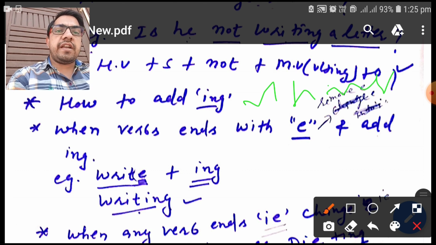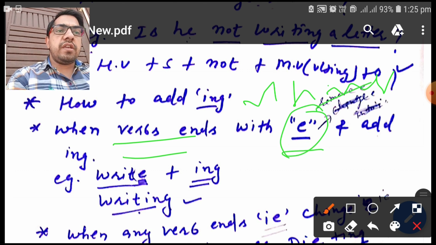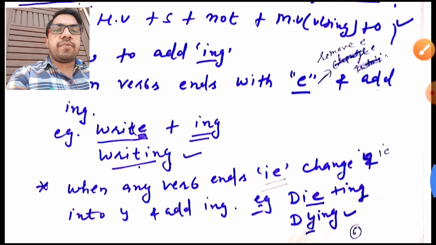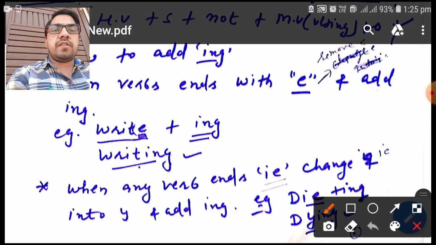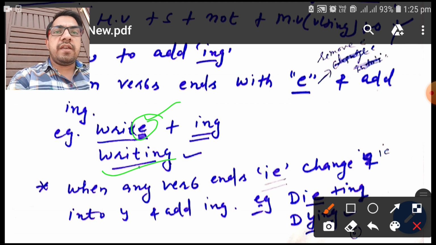The first point is that when any verb ends with e, we should remove e and add only ing. To understand this rule in a better way, here is an example: write plus ing. This is the spelling of the verb, and it ends with e. According to the rule we should remove e and add ing. The new spelling will be writing.